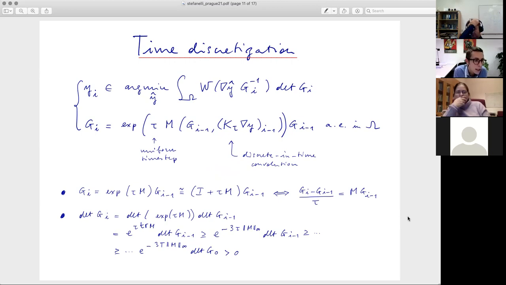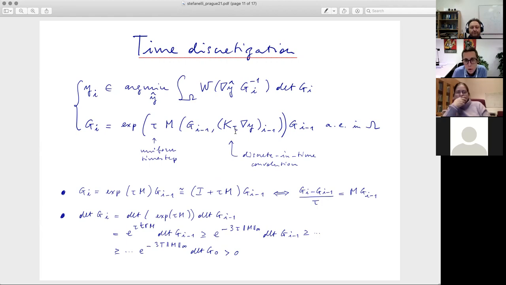And for the g, we define it explicitly starting from the old g. So g_i is just a function of g_{i-1} and of the deformations up to time i-1. The way the deformations come in is through this operator K_tau. You remember K is the regularization. This is a discrete-in-time convolution version of it, so it's an approximation of it. The explicit form you can imagine is just a sum instead of an integral, but we don't really need it, so I don't detail it. I'll give more detail on this.